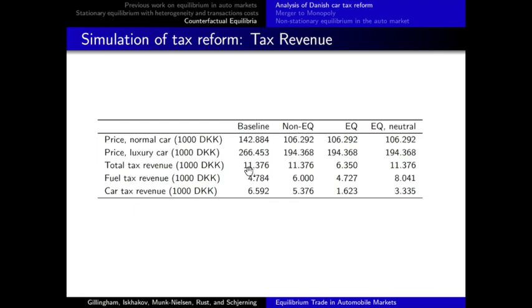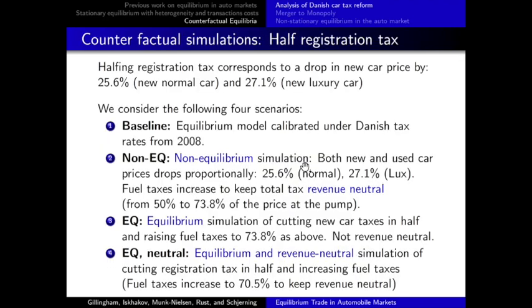Now here, what we do in this non-equilibrium is that we're using this proportional drop in the prices, but then we are looking at the tax revenue. We are changing the fuel tax so that the total tax revenue is the same. Now note there's a drop in the tax revenue for the car tax or corporation tax because we've halved it. But then we have to increase the fuel tax revenue. One of the things that you'll see here is if you take those prices and that policy and calculate the equilibrium based on that new situation, then you're actually not going to get the same total tax revenue. And this is what we're doing here in the second counterfactual.